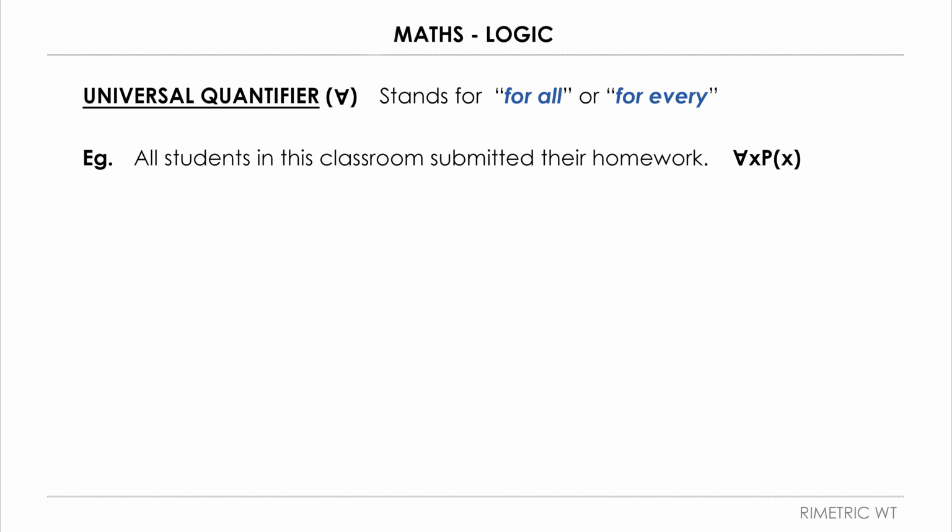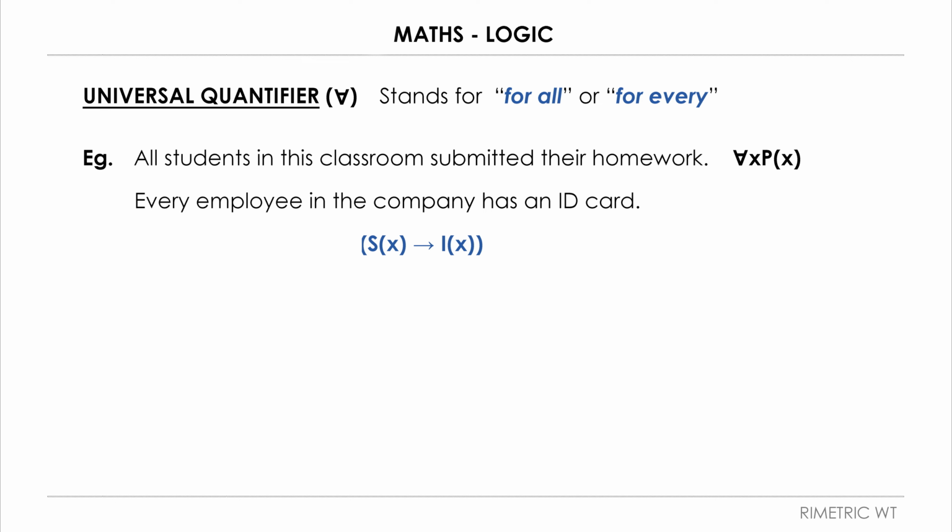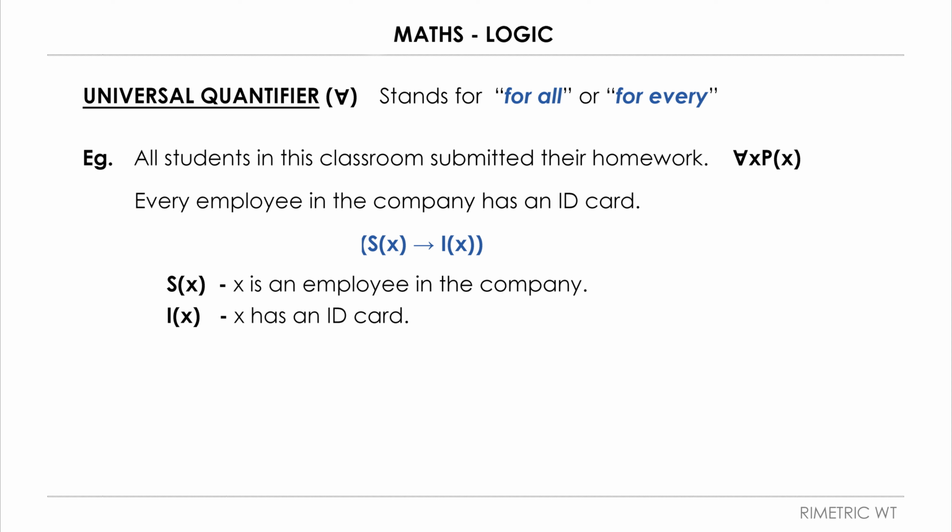Let's see another example. We have a statement that goes, every employee in the company has an ID card. So our predicate can be expressed as S of X implies I of X, where S of X is X is an employee in the company, and I of X is X has an ID card. Hence, the proposition can be expressed as, for all X, S of X implies I of X, where the universal quantifier stands for the word every.